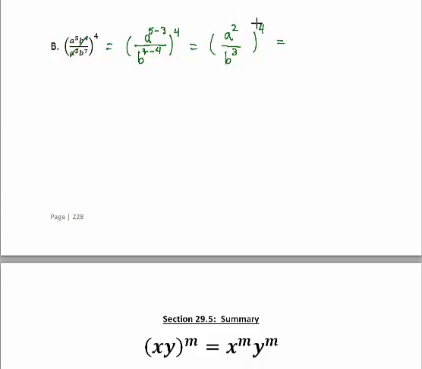And now we can apply the power rule. 4 times 2 on the top and then 4 times 3 on the bottom leaves us with an a to the 2 times 4 and a b to the 3 times 4, and a to the 8th and b to the 12th would be our final step.